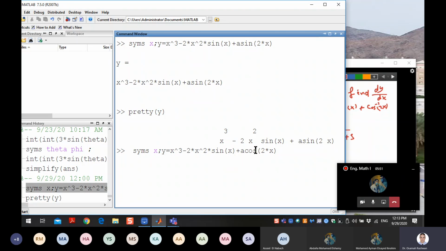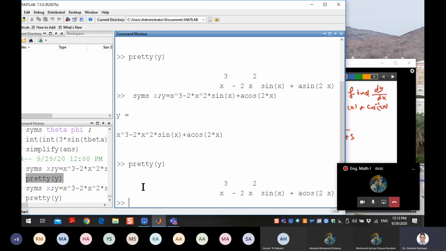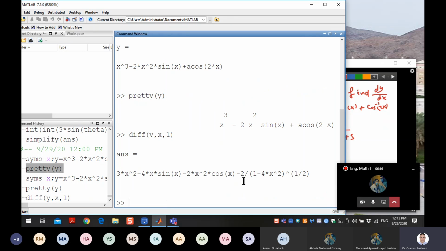So now this is my function. It's okay. I would check it by pretty. Yes, it is correct. This is my y. Now I would like to differentiate y. What is the command for the derivative? diff, open bracket. I differentiate what? y, comma, with respect to what? x. I would like to have the first derivative, so I type 1. If I would like to have the second derivative, I type 2. Now I finish. He differentiates for me very quickly.